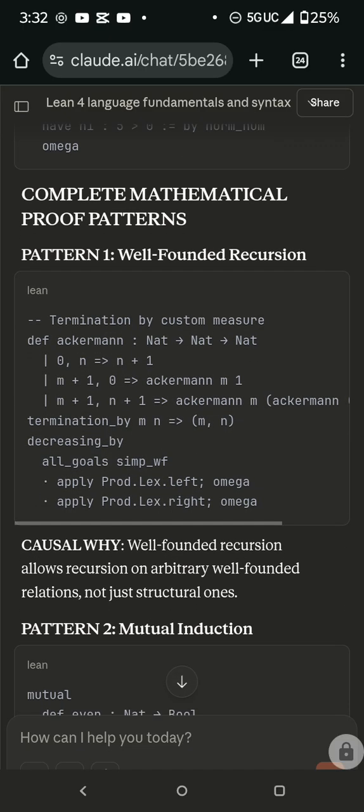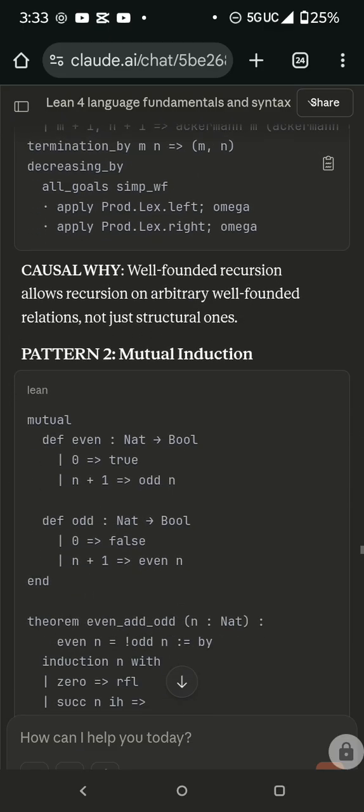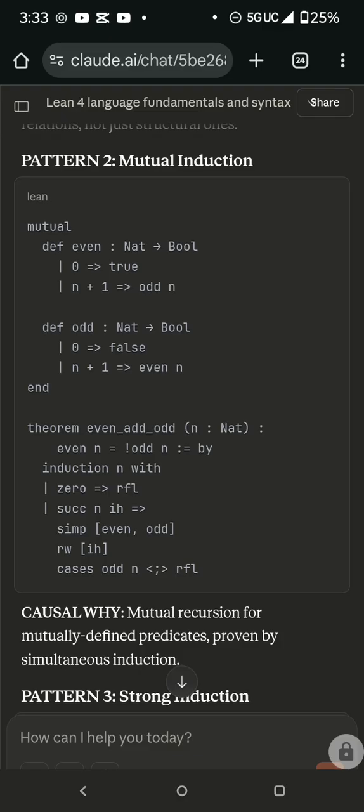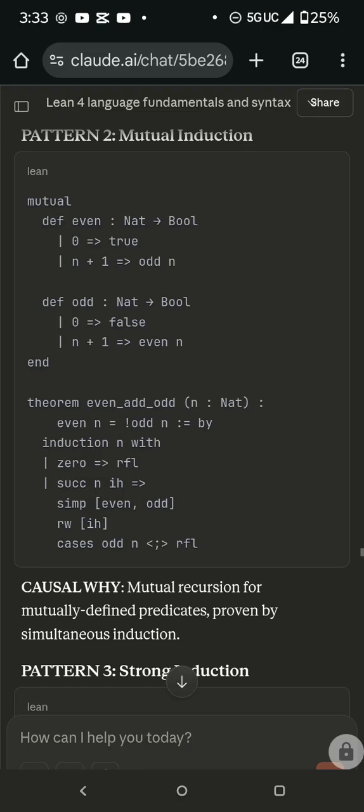Complete mathematical proof patterns. Pattern 1, well-founded recursion. Termination by custom measure. Causally, well-founded recursion allows recursion on arbitrary well-founded relations, not just structural ones. Pattern 2, mutual induction. Could be some new insights here. Structure like this, theorem like this. Causally, mutual recursion for mutually defined predicates proven by simultaneous induction.